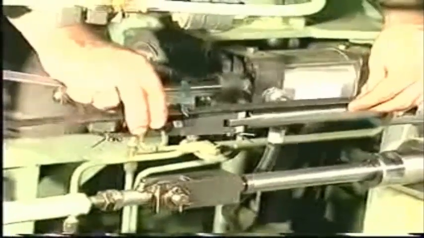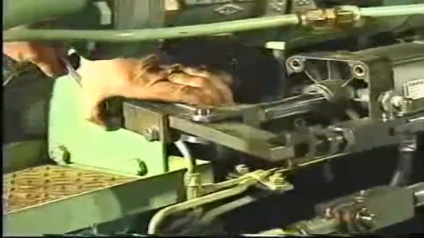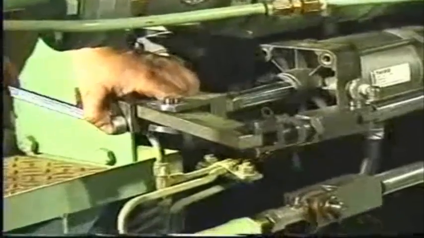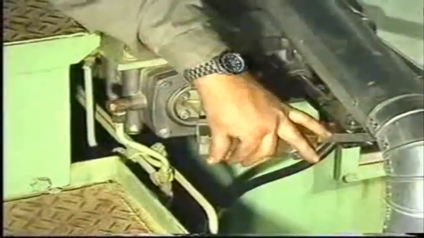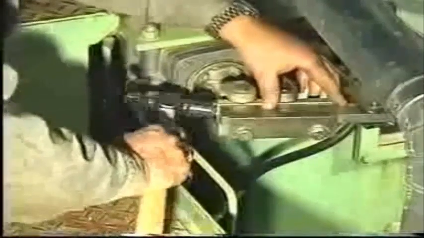Measure distance X between the pivoting point and the center line of the VIT-rack. Note down the result. To ensure that the movement of the link is evenly distributed around the center line of the VIT-rack, R must equal L plus X. In the event that R does not equal L plus X, displace the lever until new measurements confirm that R equals L plus X.